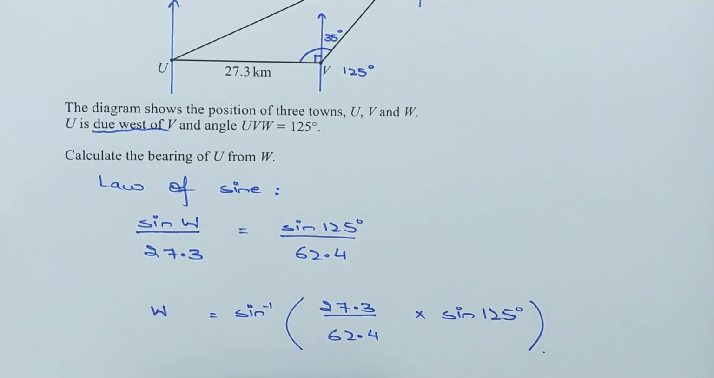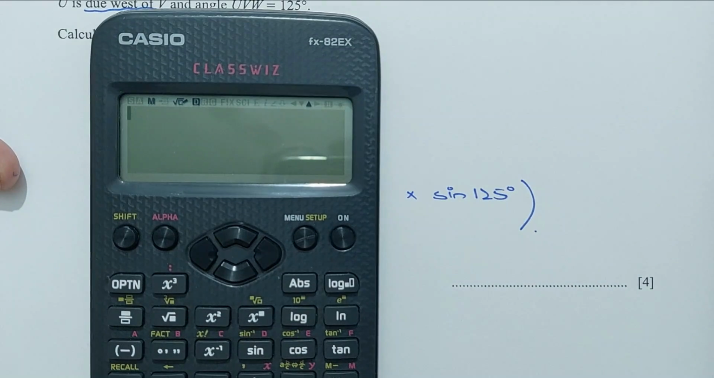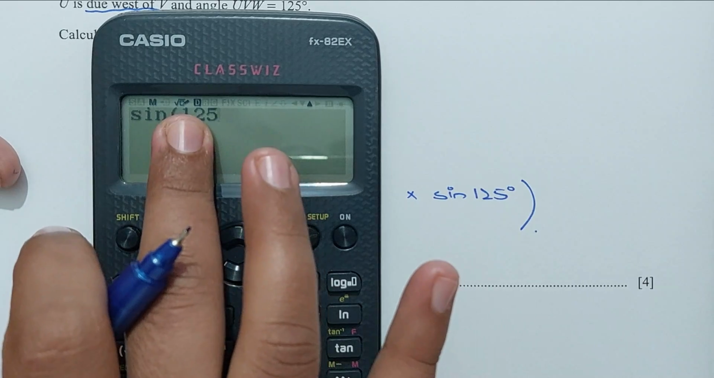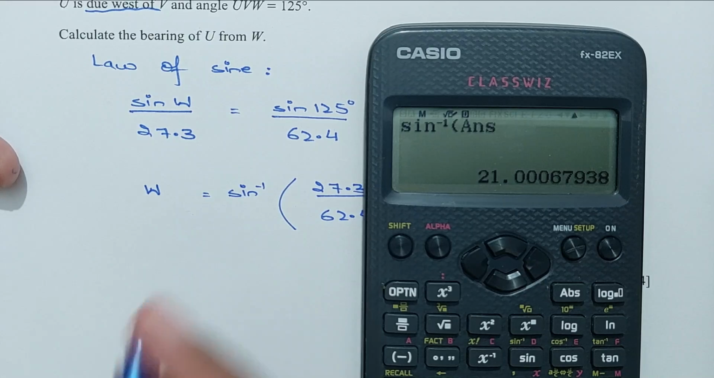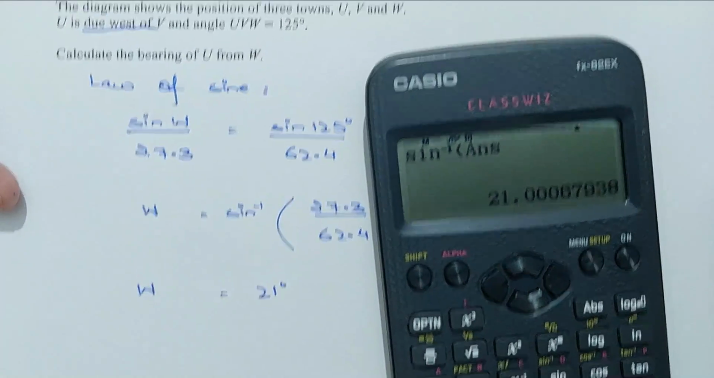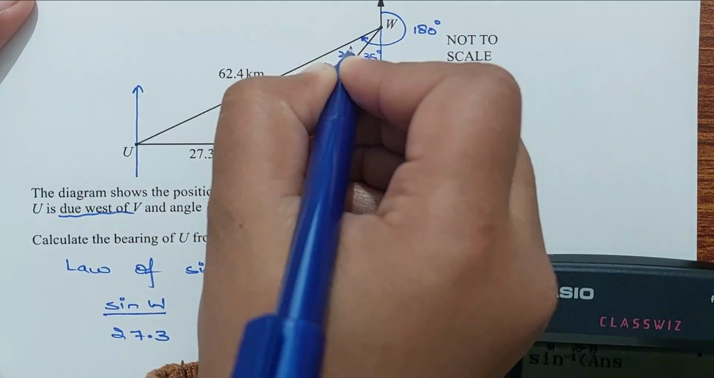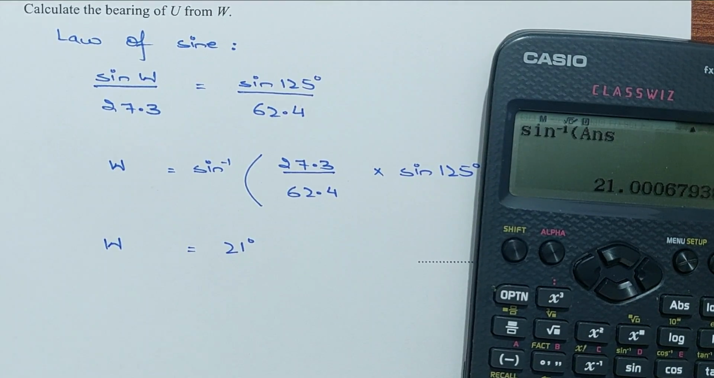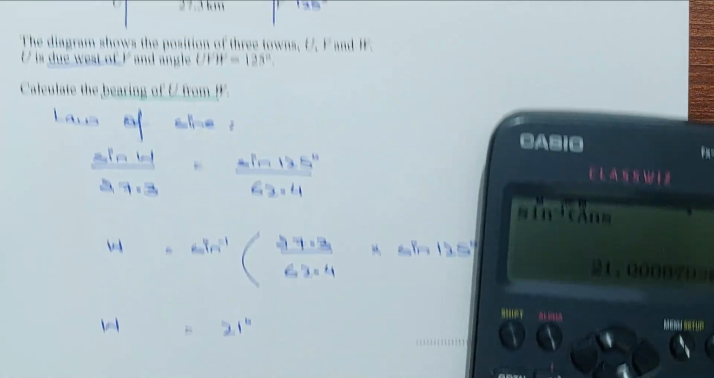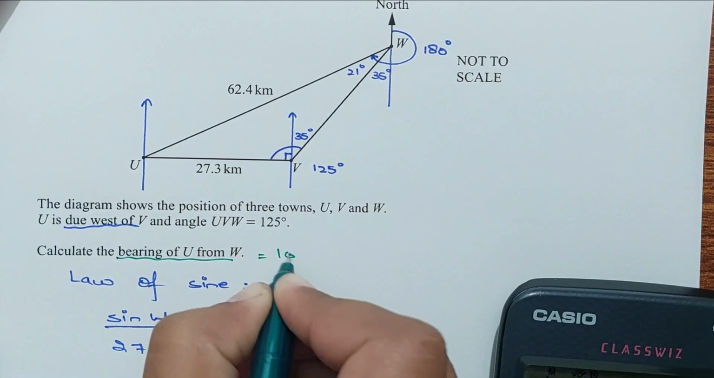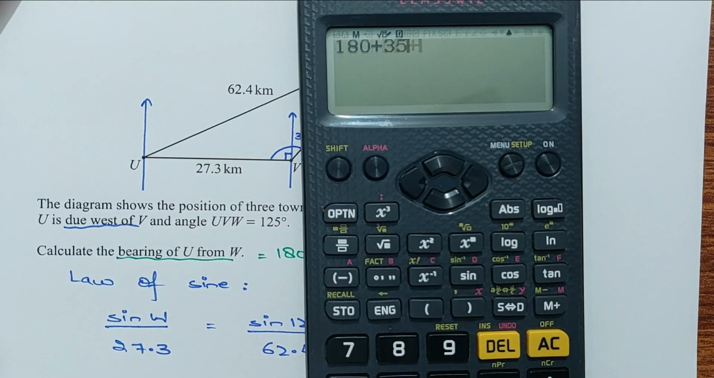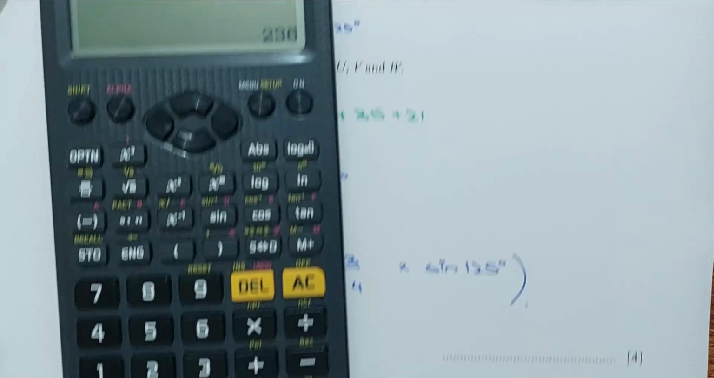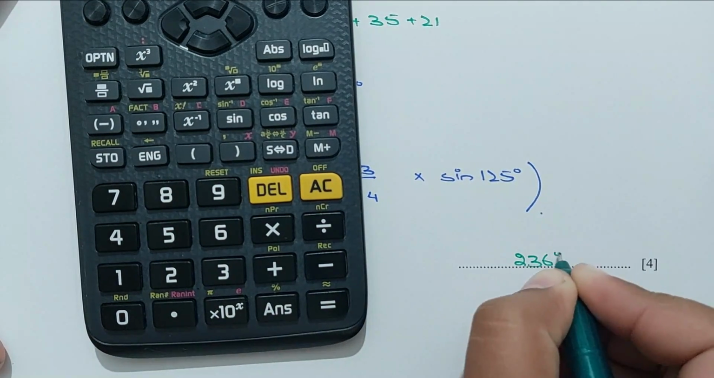Let me calculate this. My calculator is in degrees: sine 125, times 27.3, divided by 62.4, and doing a sine inverse of the answer, this is 21 degrees. So the angle W is 21 degrees. Now the bearing of U from W is the sum of all three angles: 180 plus 35 plus 21, this is 236 degrees. This is the bearing, 236 degrees.